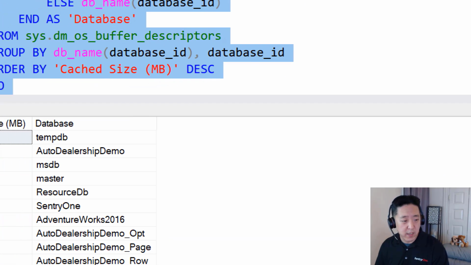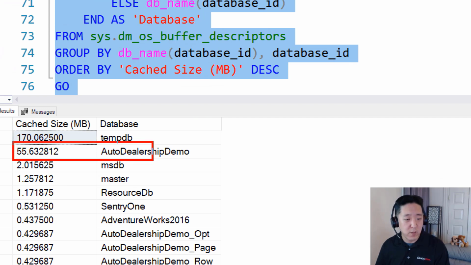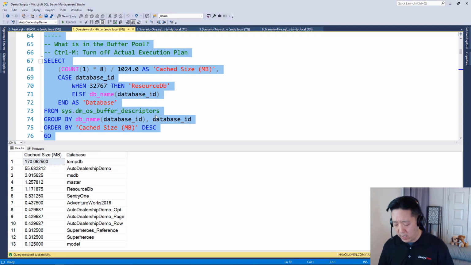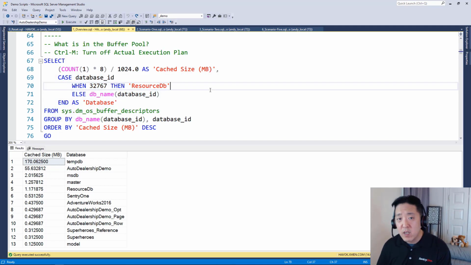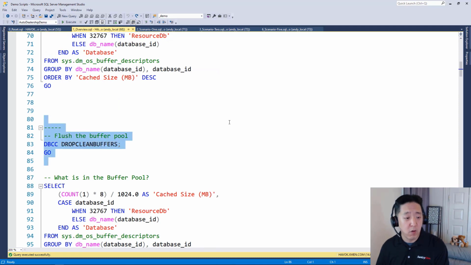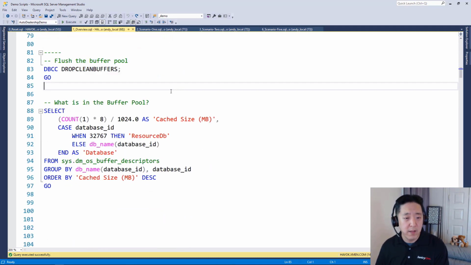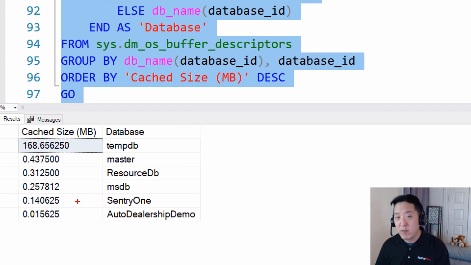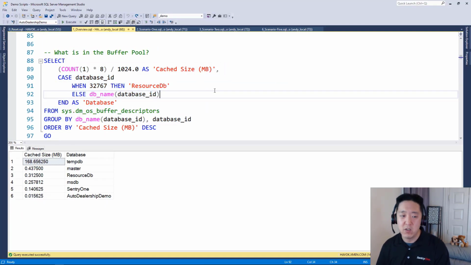And now this is going to show us that we're using data for the auto dealership demo, about 55 megs worth. There's also utilization of TempDB for other things. And as you can see, there's other databases in here. They're using trivial amounts within the buffer pool. And this not only includes data pages, but it also includes metadata information and other supporting types of pages and information. So I'm going to drop clean buffers to flush everything out, and then we'll look inside what's in the buffer pool once again, and you'll see that pretty much everything is gone, but there's still trace elements of data left in here, and again, that's metadata information as opposed to data pages inside the buffer pool.